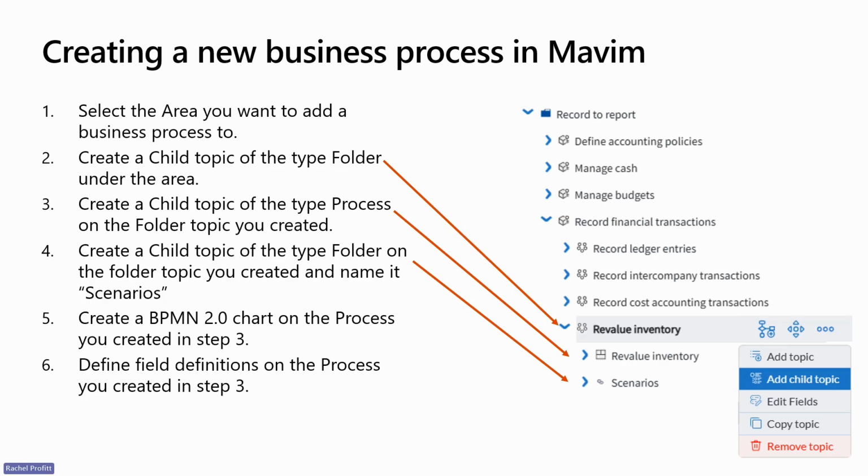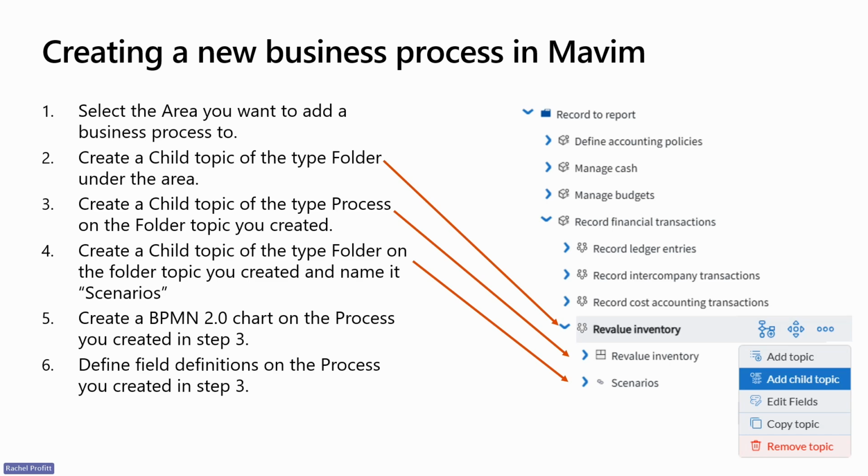Now, step 4, this is the second structural nuance. Back on that group topic or that first folder topic in step 2, we're going to create another folder topic, or group topic if you're using the legacy topic types, called scenarios. This creates another folder level topic where you'll later add your individual level 4 scenarios. And so now your parent topic for the business process, like in the example shown, revalue inventory, has the process itself, which is also called revalue inventory, and the scenarios folder.